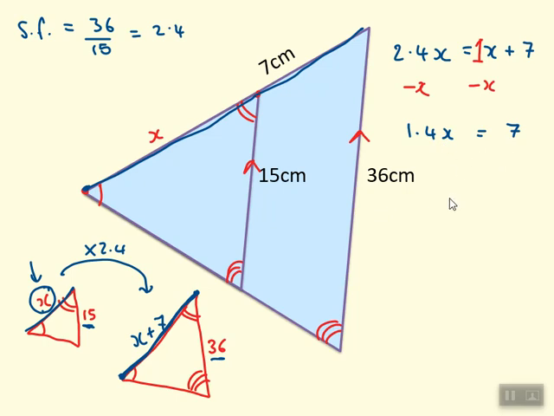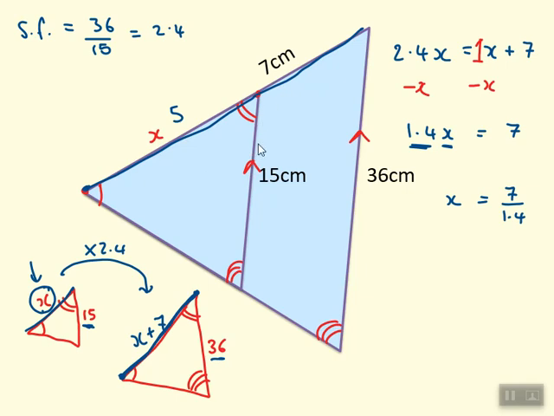And then, right, how do you solve this equation? Well, it's simple really, you just take 7 and divide it by 1.4. Because remember, 1.4 is multiplying x, so the opposite of multiplying is dividing. So all we need to do is 7 divided by 1.4, and that equals 5. So this side here must equal 5.